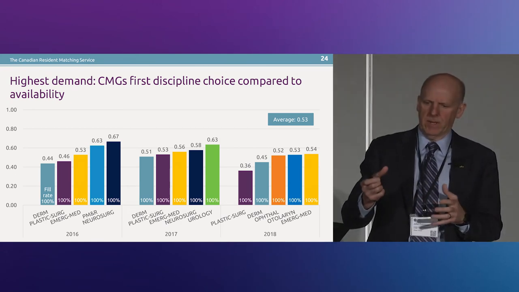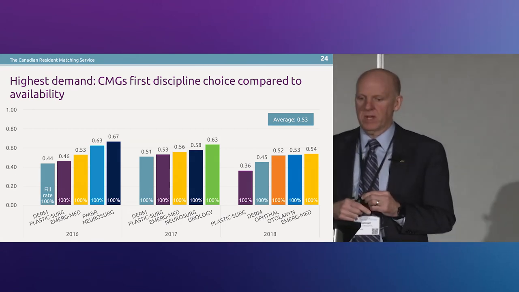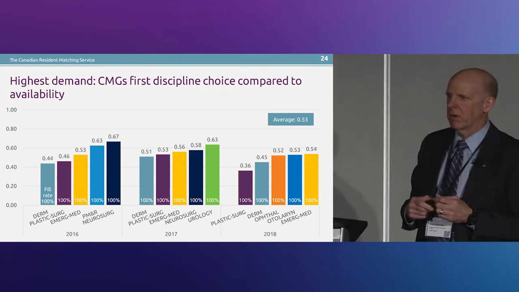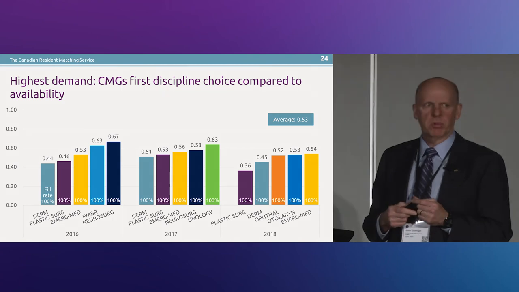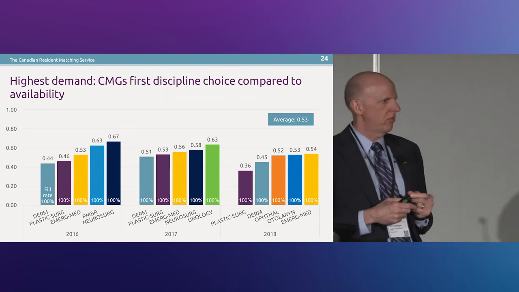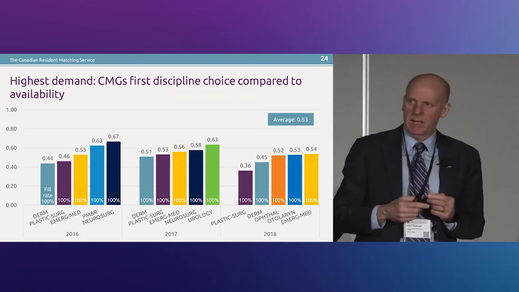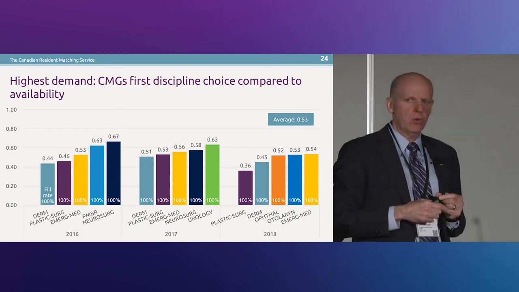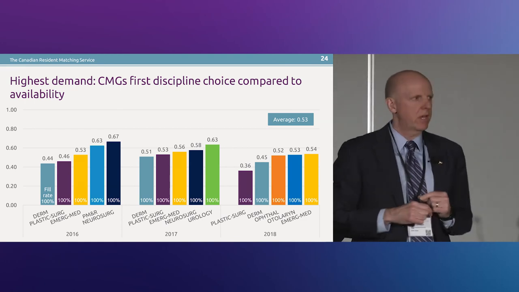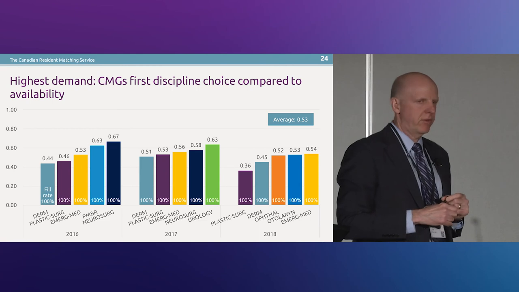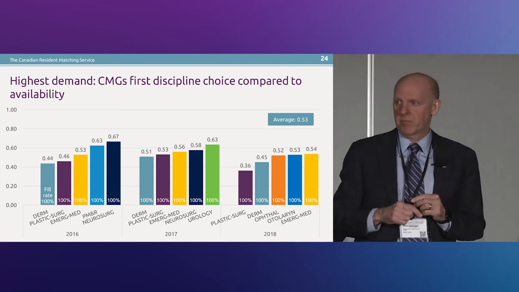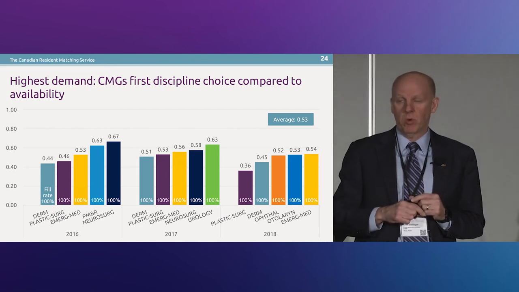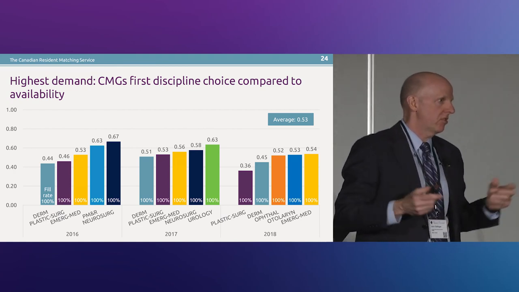And there's, in some cases, very extreme. So in plastic surgery this year, there were three times as many people wanting that discipline as their first choice than there were positions available. And if there are people who only choose plastic surgery as their discipline of interest, even if they apply across the country, and if that's the case for everybody who does that, then two-thirds of them won't match. So that's just the math.